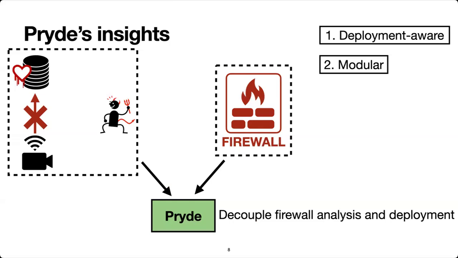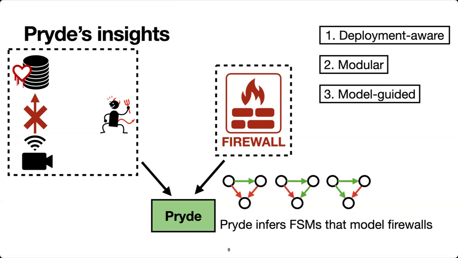Now, in reasoning about the firewall itself, one can either take a model-free approach or a model-guided approach. So model-free approaches are those such as fuzzing or genetic algorithms, and while they're useful, they're not able to model the subtle bugs that may be present deep in the firewall logic. And so Pryde takes a model-guided approach where it infers a set of finite state machines that models the behavior of the firewall.